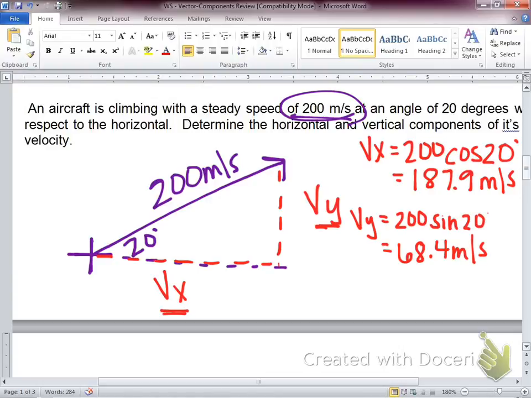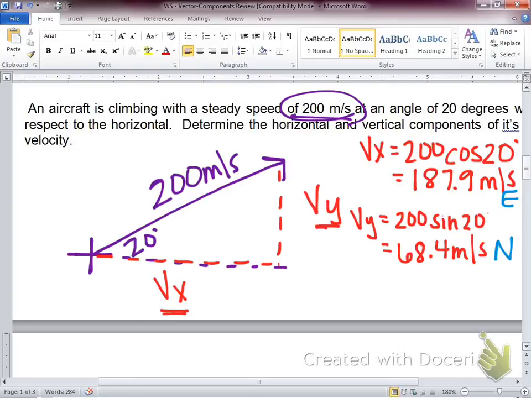Okay? And if I want to put a cardinal direction with these components, my cardinal direction for y would be what? North. And my cardinal direction for my horizontal component would be what? East. Okay? Because it's moving in the positive horizontal direction. So what I want you to think about here is, although this airplane is actually moving 200 meters per second, if we looked individually at its speed in the horizontal direction and its speed in the vertical direction, it would be traveling 187.9 meters per second only east, and it would be traveling 68.4 meters per second purely north.